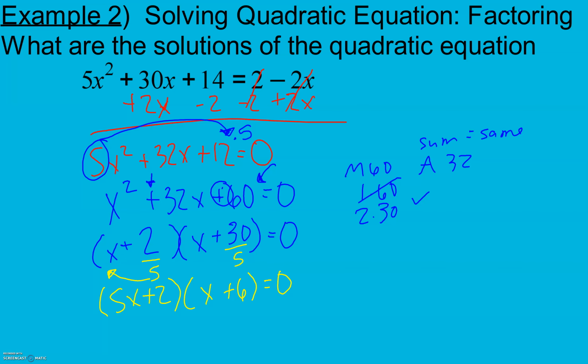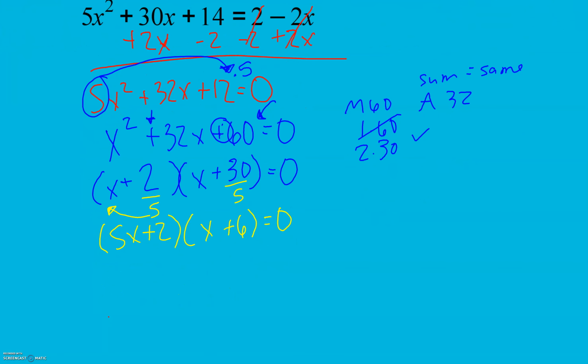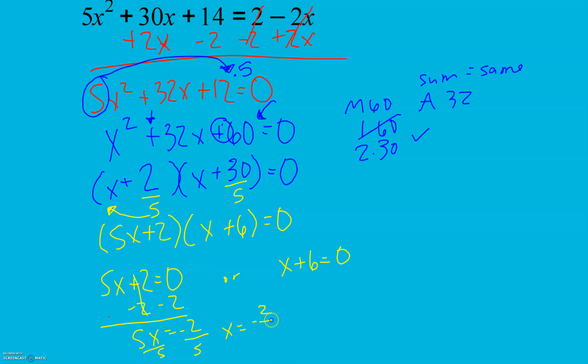Now we can use our zero product property, which says the only way we multiply to 0 is if one of our factors is 0 or our other factor is 0 or both. Solve. And here are our solutions. -2/5 or -6.